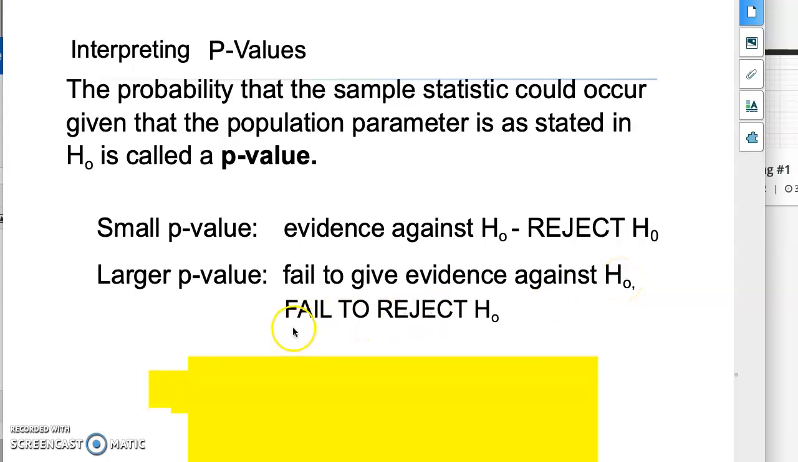Larger p-values fail to give evidence against the null hypothesis. So notice what this says here, very important. We fail to reject. We never accept the null hypothesis. We fail to reject it.